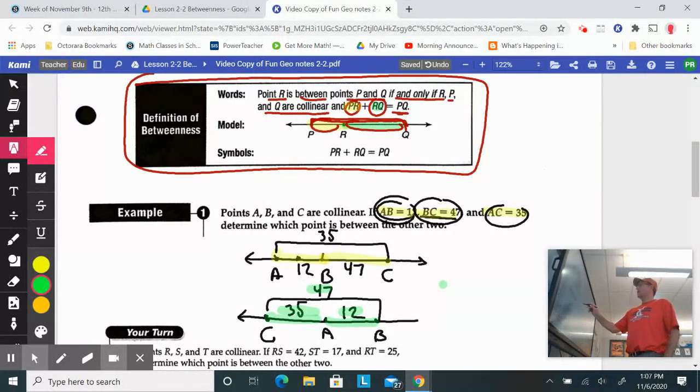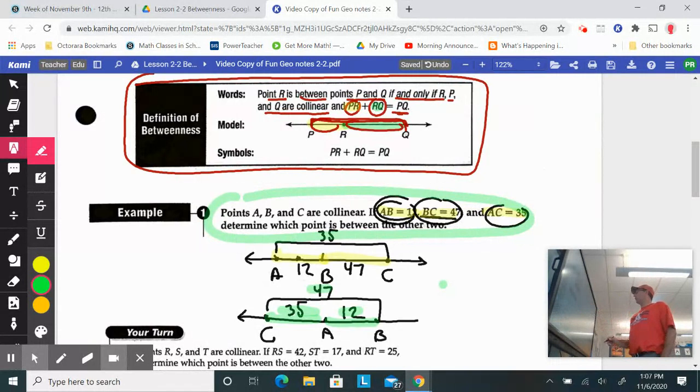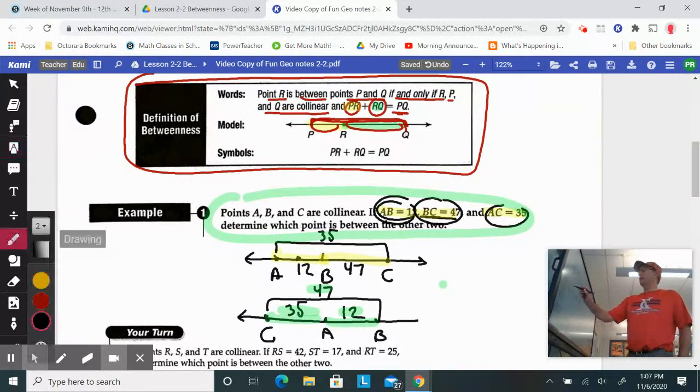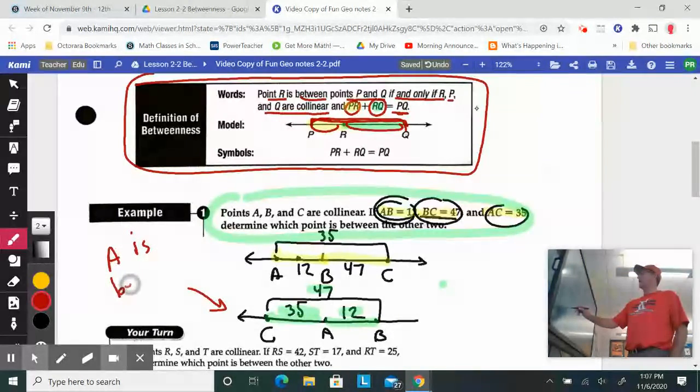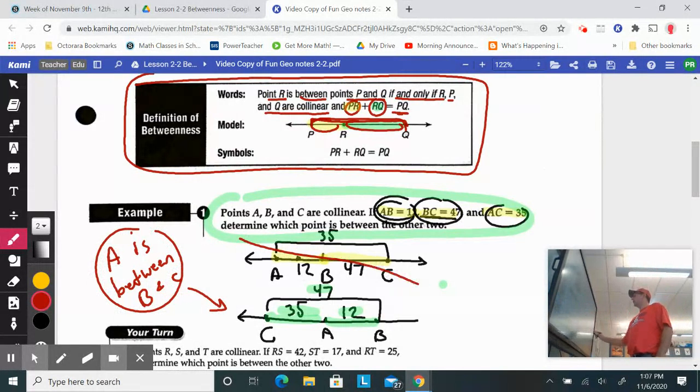So to answer number one, this example right here, which point is between the other two? I would have to say A is between C and B. And the reason is because of the picture right here. So A is between B and C. That's how I would answer it. So this would be my scratch work. Didn't work out. And I know then that to put A in between, and that did work.